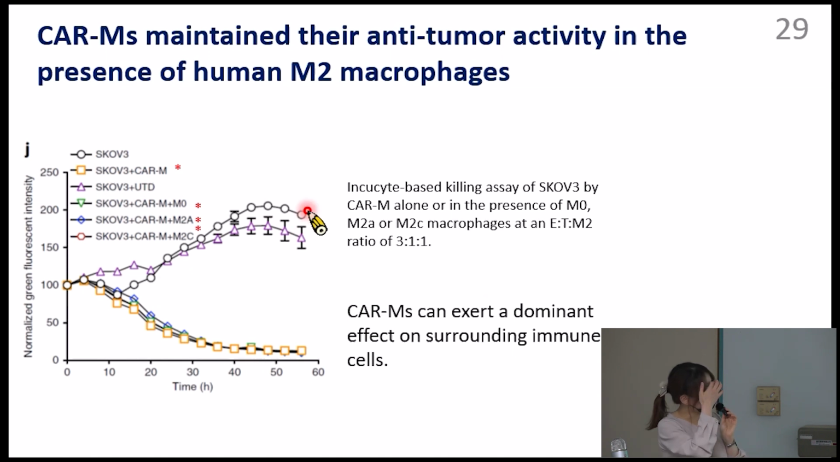They do this. This is a kind of in vitro data, and they co-cultured the CAR macrophage with tumor and the human M2 macrophage, and to see the cell death. Cytotoxicity ability. No, not cytotoxicity ability. It means phagocytosis. And we can directly see the result.